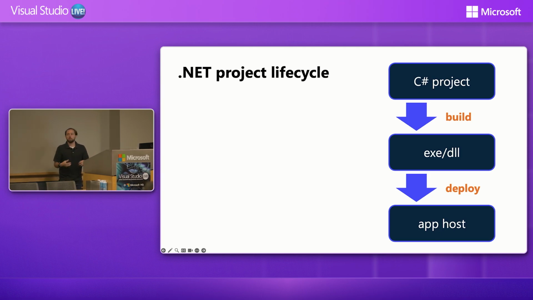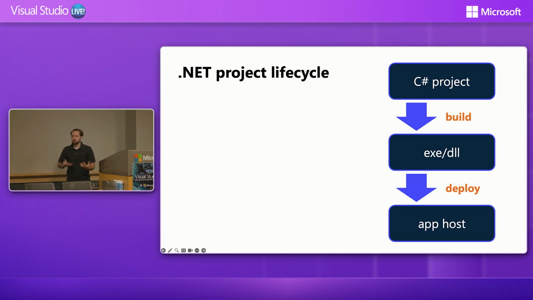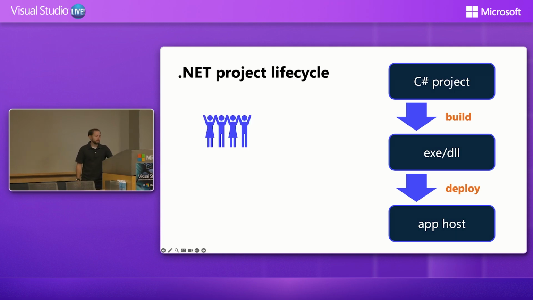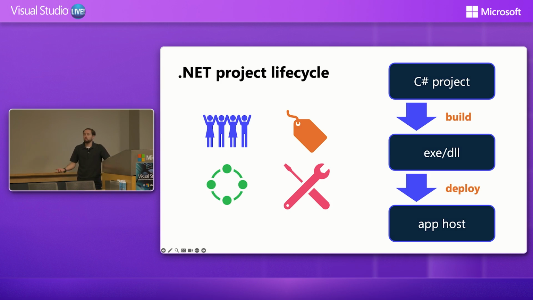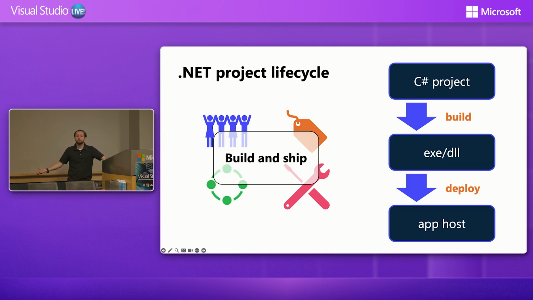In general, when I think about a .NET project's lifecycle, I have some C#. When I build it, I get some kind of executable or a library, and then eventually I deploy it off to an app host. It's just like a copy paste. I've got people that are involved. I'm trying to create a product of value. There's this process that I can follow, and then tools that help me do it. I don't actually think about those four things. I'm just like, I'm going to build and ship this. Help me get it out the door.